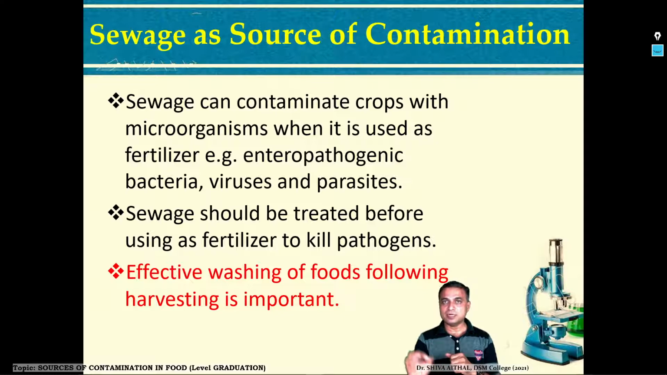Sewage can contaminate crops with microorganisms when it is used as a fertilizer. Enteropathogenic bacteria, viruses, parasites, everything can be added. Sewage should be treated before using it. We have discussed sludge being used as a biofertilizer. The point comes here: sewage as a contaminant in agriculture, crops, foods; you can establish the link. We have said the disposal of sewage is a very good biofertilizer, very good. But if it is untreated sludge, if it harbors pathogens, then it can add pathogens into agriculture.